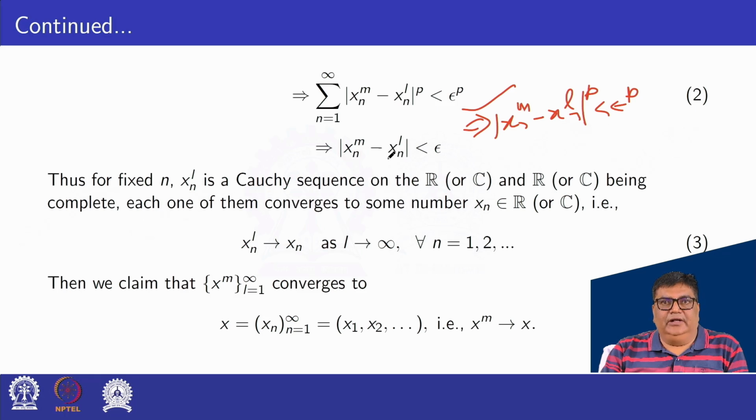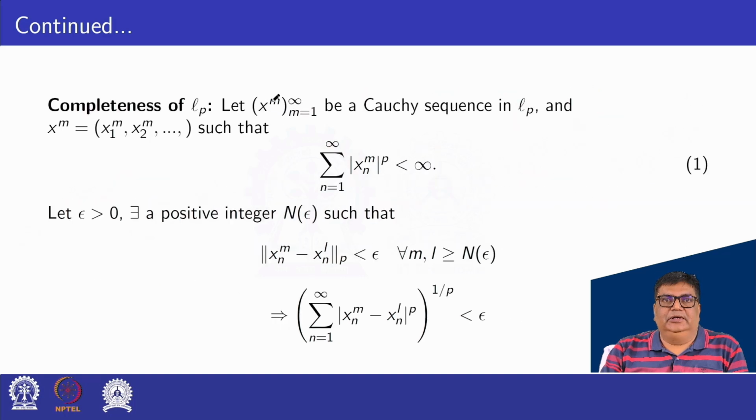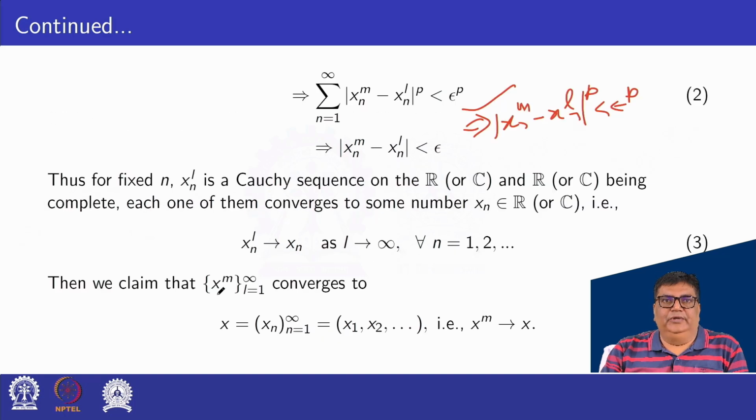Okay, it belongs to R^C, and we know that R and C being complete. So each one of them, the sequence x_n^(l) converges to the point x_n as l tends to infinity, because R and C are complete. Then we claim that x_m is a Cauchy sequence.